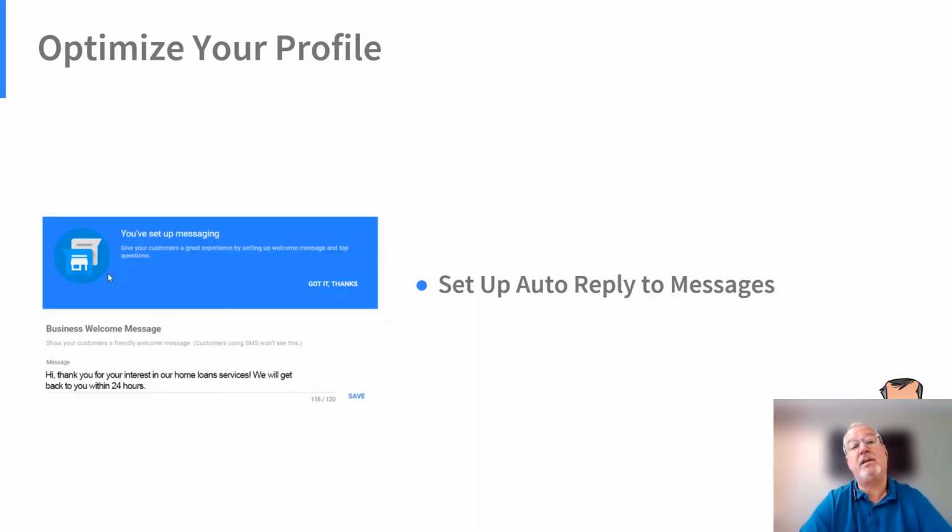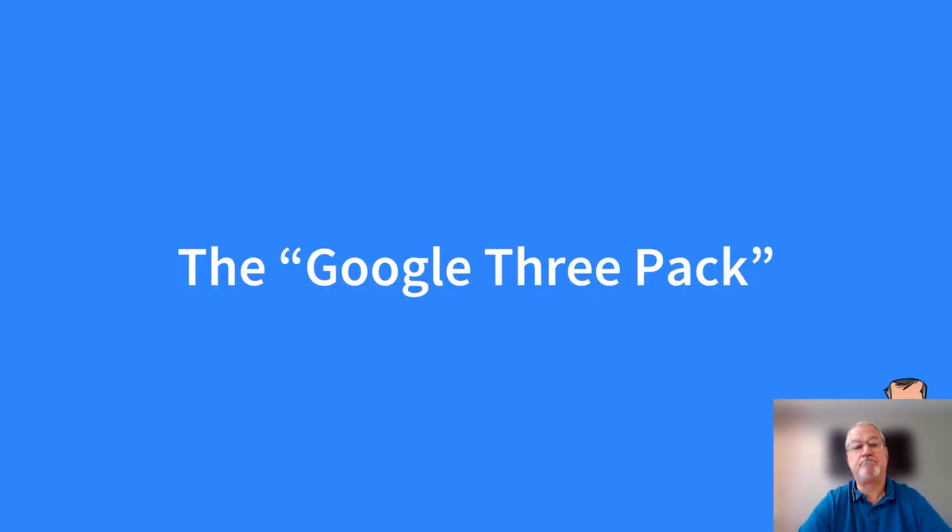Once you have messaging enabled, you can set up the auto reply feature and add a welcome message. Now, before you can set up messaging, you do need to verify your account. So remember that Google postcard and verification code that we talked about? You've got to have that set up first.